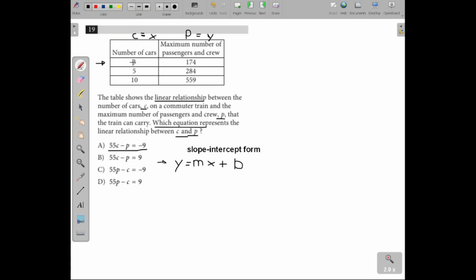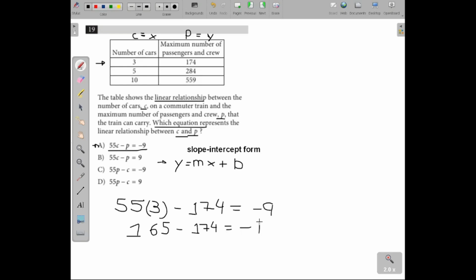We'll use these two values, 3 and 174, using the A equation. 55 times 3 minus 174 has to be equal to negative 9. 55 times 3 is 165 minus 174 equal to negative 9. 165 minus 174 is negative 9. This equation is consistent. Negative 9 is equal to negative 9.